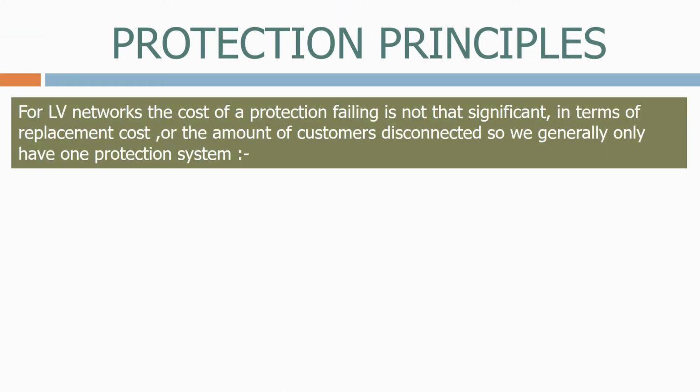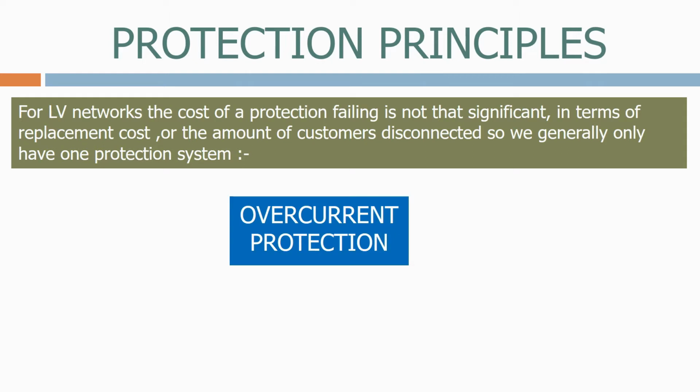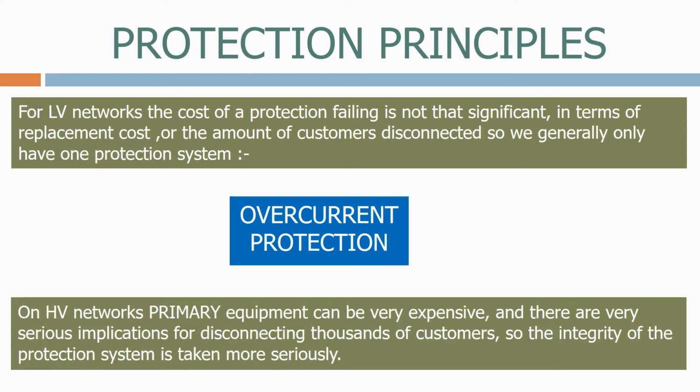For LV networks, the cost of a protection failing is not that significant in terms of replacement cost or the amount of customers disconnected, so we generally only have one protection system, such as overcurrent protection. On HV networks, primary equipment can be very expensive, and there are very serious implications for disconnecting thousands of customers, so the integrity of the protection system is taken more seriously.